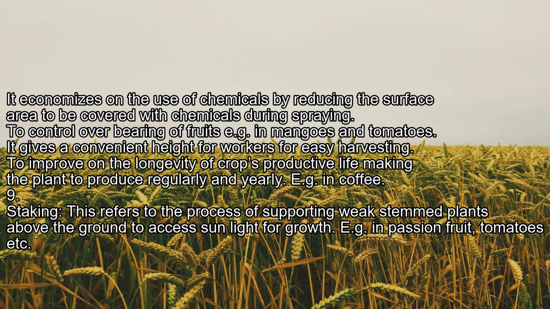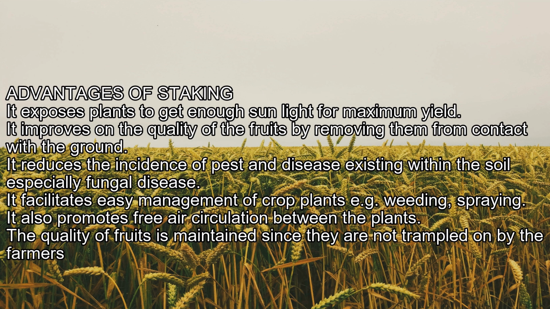9. Staking. This refers to the process of supporting weak stem plants above the ground to access sunlight for growth, e.g. in passion fruit, tomatoes, etc. Advantages of staking. It exposes plants to get enough sunlight for maximum yield.